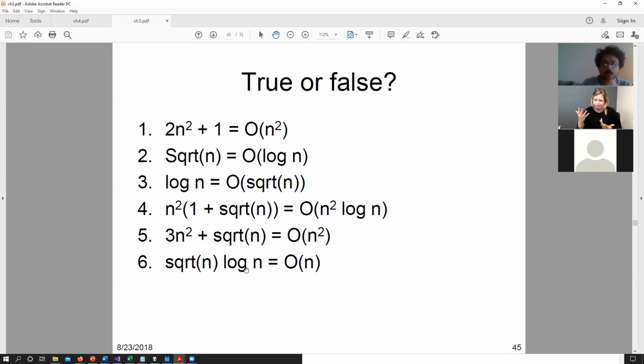Square root of n times log of n. Is it bounded by n? True. N grows linearly, and both of these do not grow linearly. They are logarithmic values, right? Perfect.